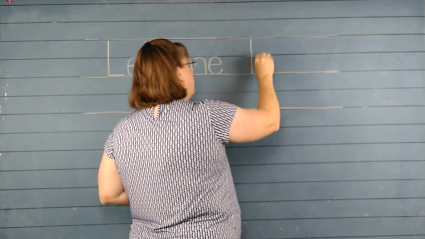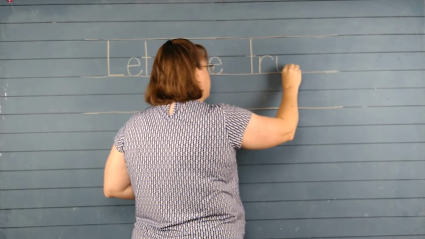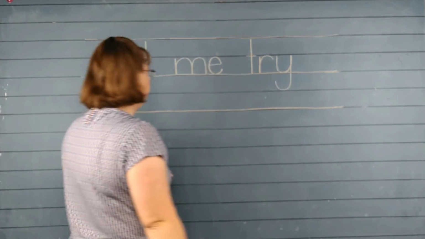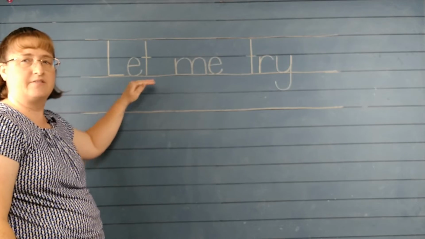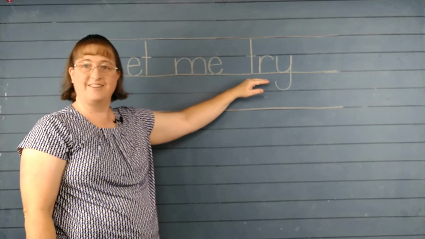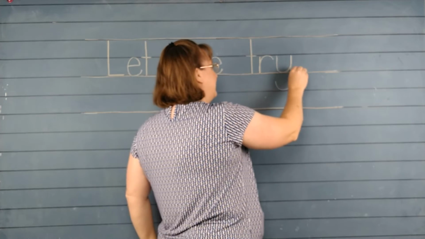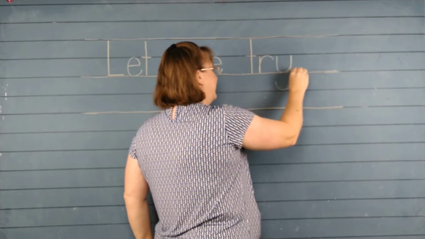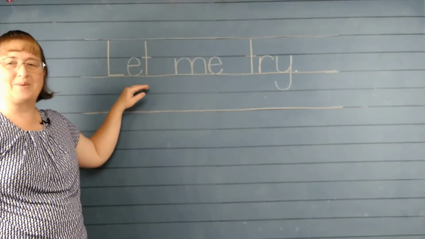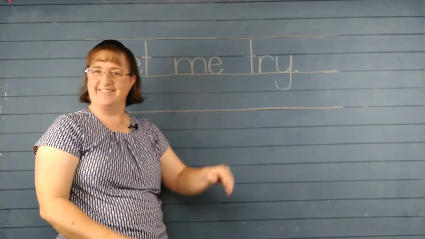T, r, y. And we remember it's our y, y. Let me try. Is that our sentence? Yes, it is. So what do we put at the end? A period. Excellent job. Read the sentence with me. Let me try. Good job.